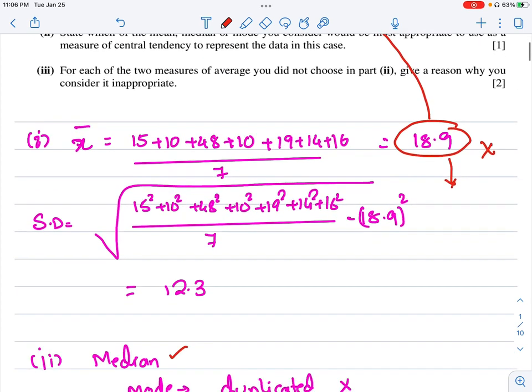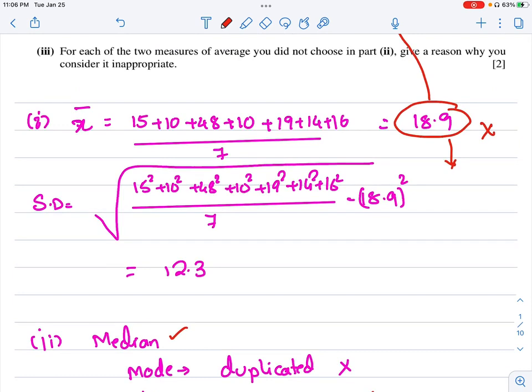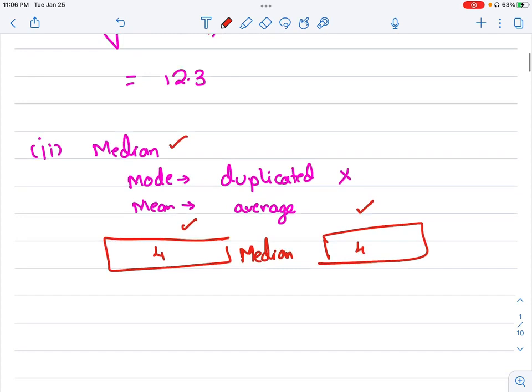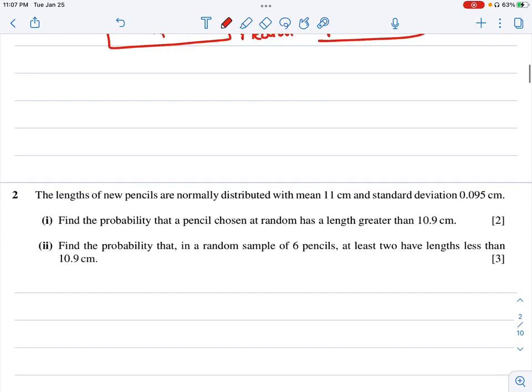Now for each of the two measures of the average you did not choose in part 2, give a reason why you consider it inappropriate. Just now we have written that mode is inappropriate because of its duplication problem, and average does not show how many have got higher than the average or how many have got lesser than the average. So average does not clearly show the details of the data.